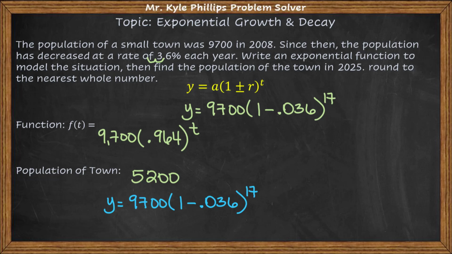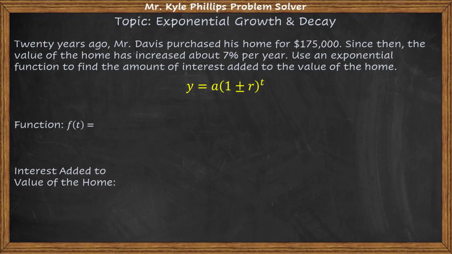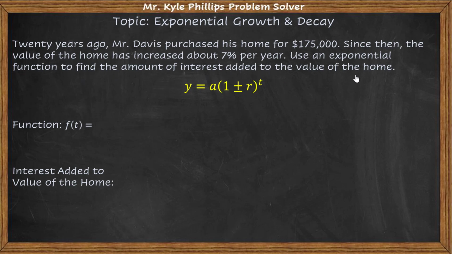Okay? All right, here we'll take a look at one more. 20 years ago, Mr. Davis purchased his home for $175,000. Since then, the value of the home has increased about 7% per year. Use an exponential function to find the amount of interest added to the value of the home. Okay, so in this problem, we don't want to find the value of the home in 20 years. We want to know how much interest was added to the value of the home.